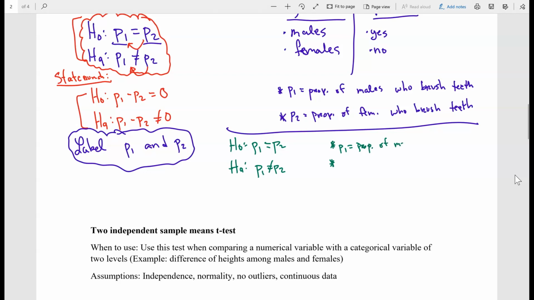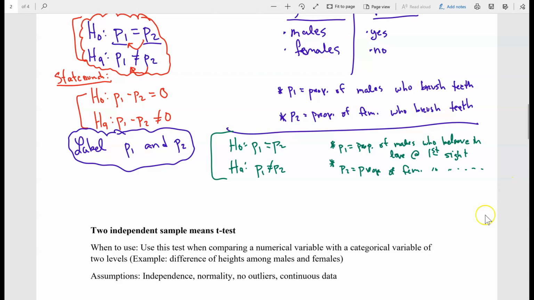of males who believe in love at first sight, okay, and P2 is going to be the proportion of females who believe in love at first sight. I'm just going to abbreviate it like that. Okay, so that's what my P1 is, and that's what my P2 is. Proportion of males who believe in love at first sight, and proportion of females who believe in love at first sight. So this is basically what we're testing. Are they equal or are they not equal to?